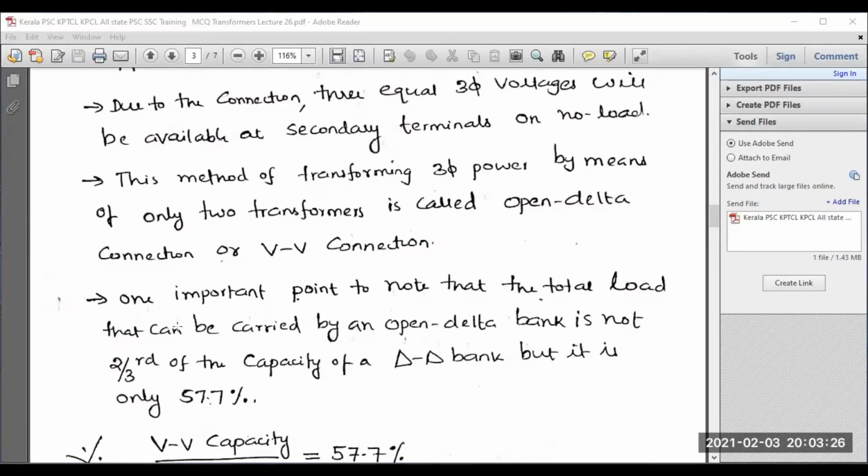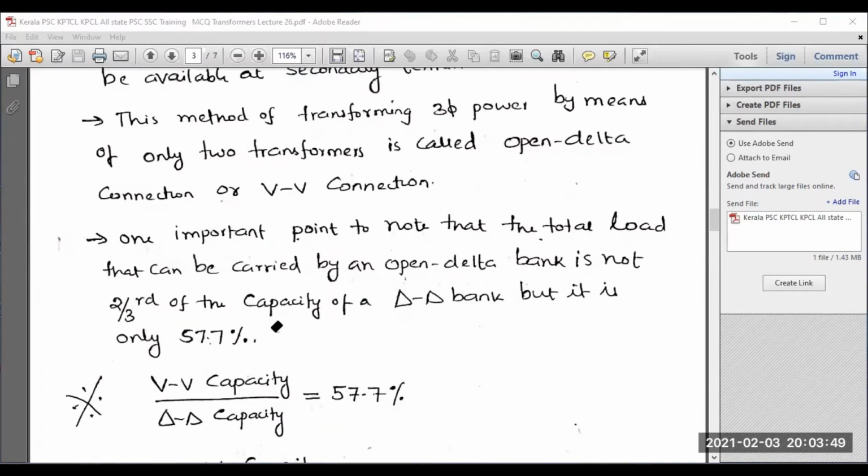You need to note down one important point. The total load that can be carried by an open delta bank is not 2/3 of the capacity of the delta bank, but it is only 57.7%. This is very, very important. Please do underline this. Let us write this as a mathematical expression. I am going to show you the mathematical expression.